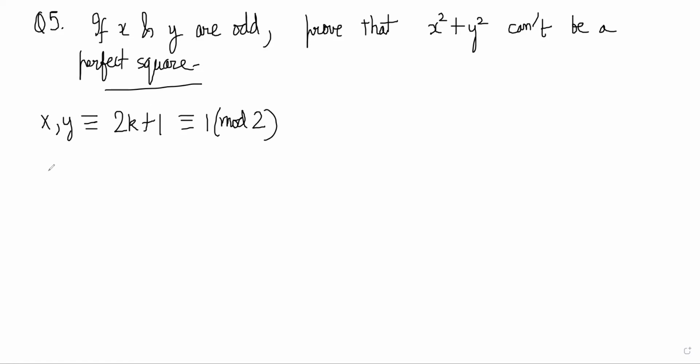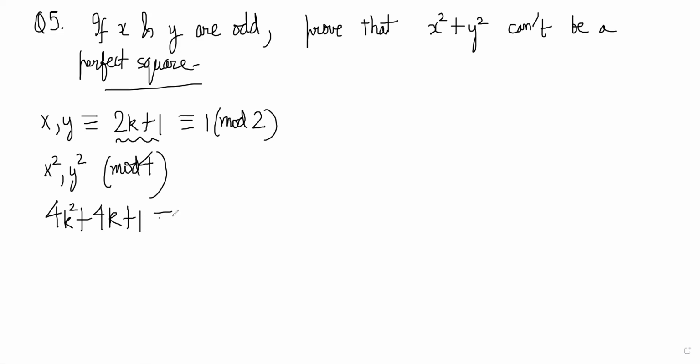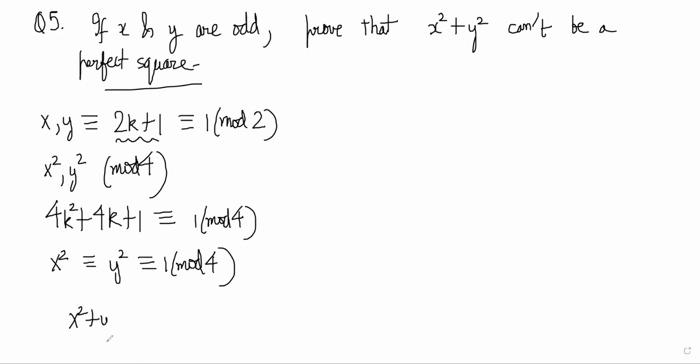So what will happen to x square and y square if you think of them mod 4? Square this and you will get 4k square plus 4k plus 1. So that is clearly 1 mod 4, right? So x square is congruent to y square is congruent to 1 mod 4. So obviously then x square plus y square will be congruent to 2 mod 4. We are getting this result.